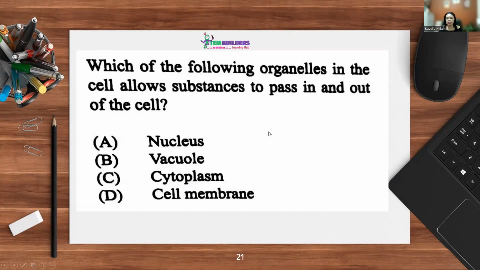Now let's look at two multiple choice questions that I think came from the 2020 paper 1. Which of the following organelles in the cell allows substances to pass in and out of the cell? What do you think is a response for this? Allow substances to pass in and out of the cell. Now, which cell organelle did we say is a security guard? That must be the cell membrane. So it's the cell membrane that controls what enters and what leaves the cell. It's a gatekeeper. It's a security at the gate of the cell. So it is what allows substances in and out and controls what enters and what leaves.